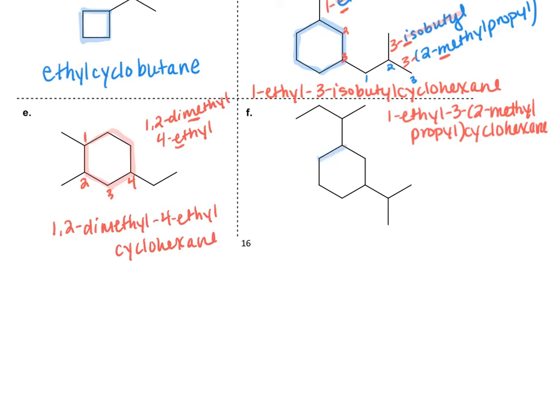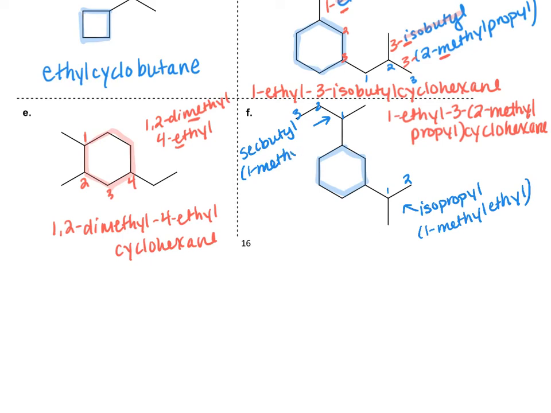And last one, our parent chain is cyclohexane. That's the longest chain of carbons we have. Over here, we can call this group isopropyl, or we can number it as a substituent and call it 1-methylethyl. Above, we can use sec-butyl for that group because it's a secondary carbon, or we can call it 1-methylpropyl.